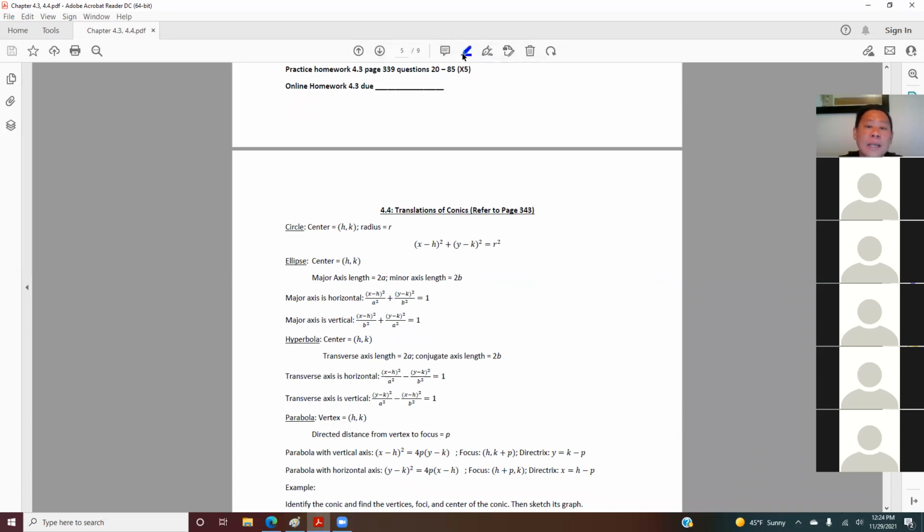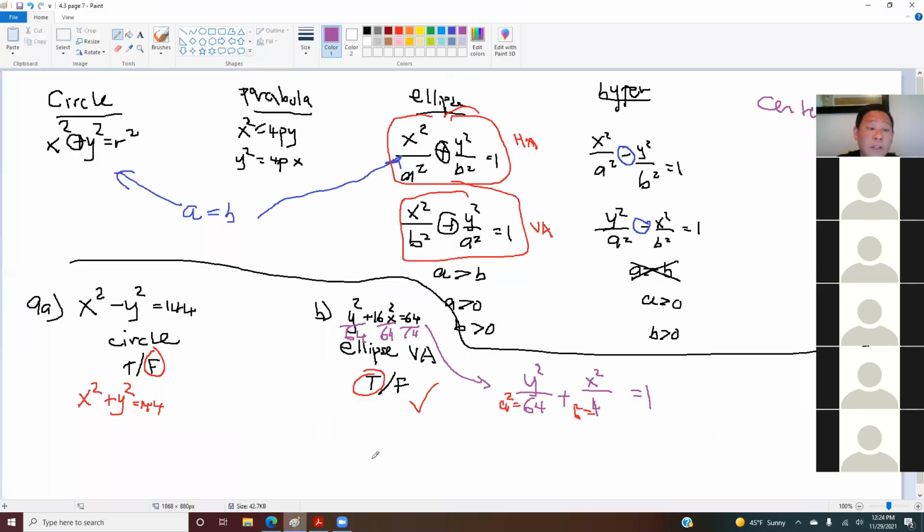So if your center is no longer at 0, 0 and is translated to h, k, then your formula will change a little bit. Your x will be x minus h and your y will be y minus k. So if you remember the formula we used over here for the circle, the center is at 0, 0. But what happens if the center is at h, k? Then the formula will change to become x minus h squared plus y minus k squared equals r squared.